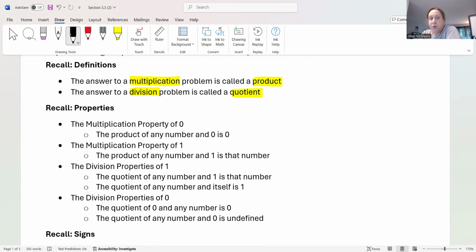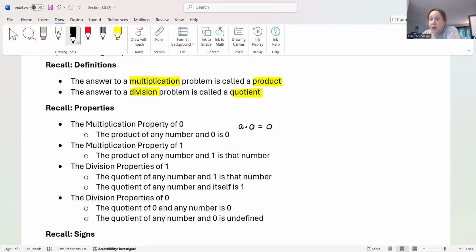Okay, even though these properties are easy to use, it's important to understand the name and what the property does. So first up, we have the multiplication property of zero. This property simply tells us that if we have a product of any number and zero, the product is going to be zero. So no matter what, any number, if you multiply it by zero, you're going to get zero.